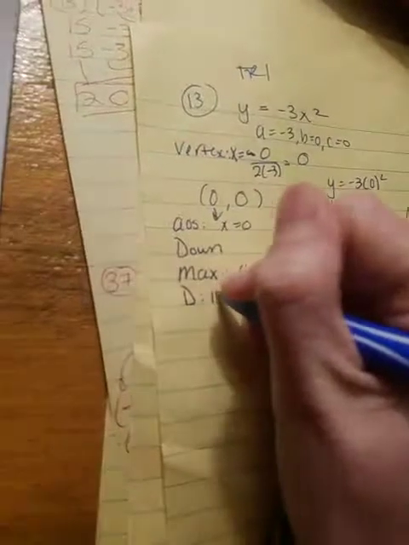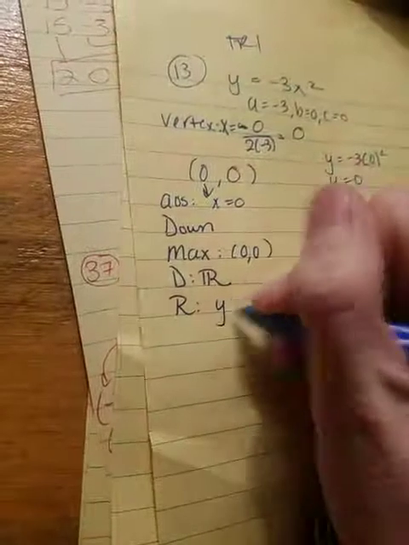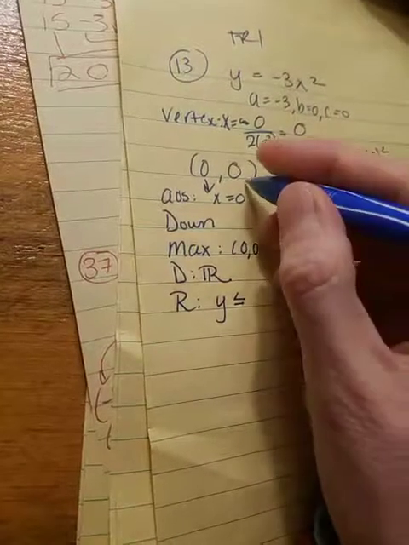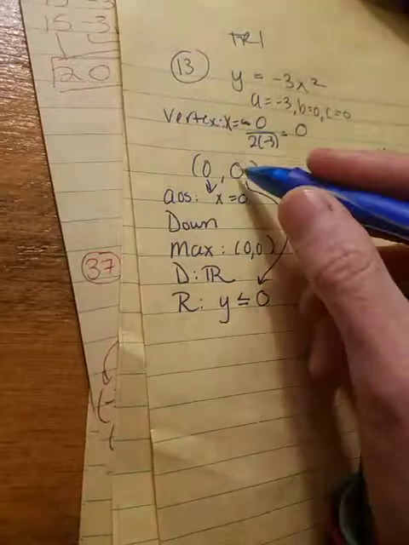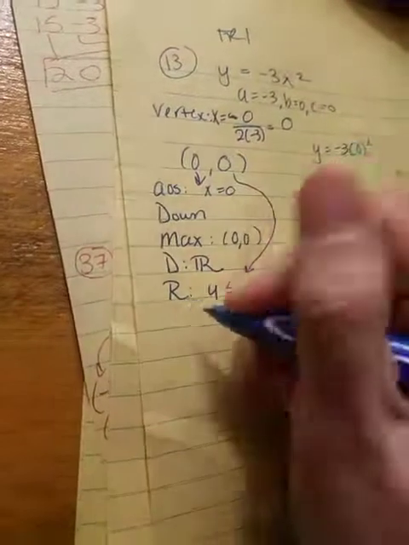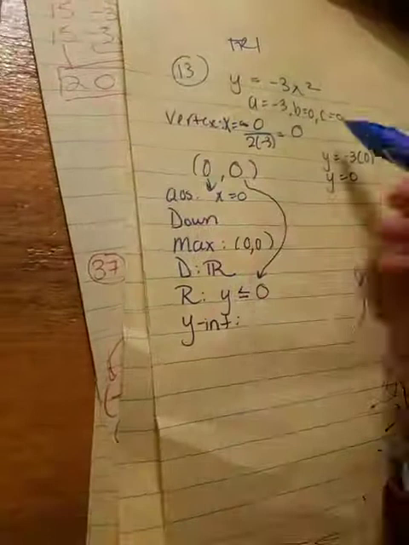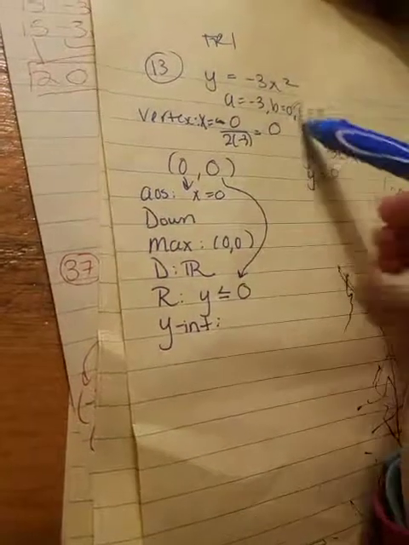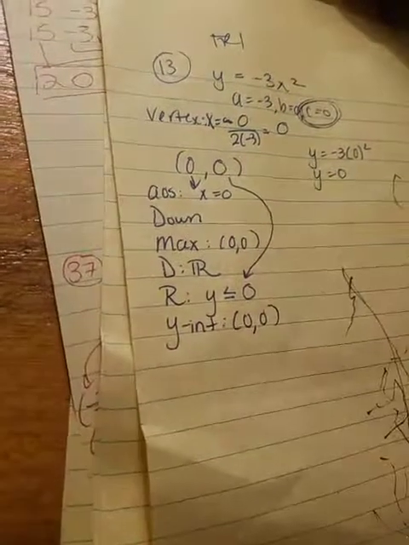The domain is all reals. We can put any number in for x and get an answer. The range, because we have a max, this is going down, so y is less than or equal to the y value of your vertex. So this is 0 right here. The y-intercept, the c value, there's a lot of zeros floating around here, but the c is 0. So my y-intercept is also 0, 0.